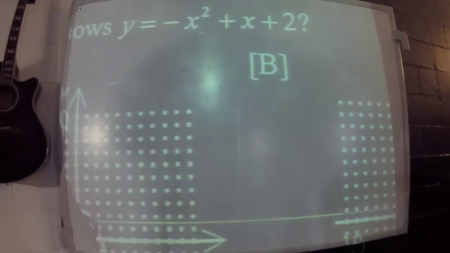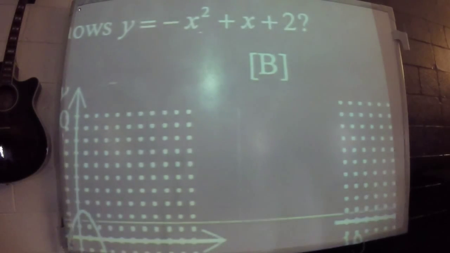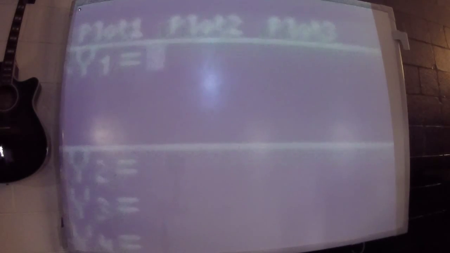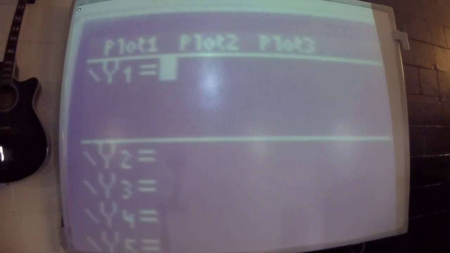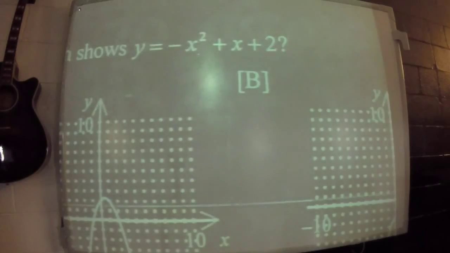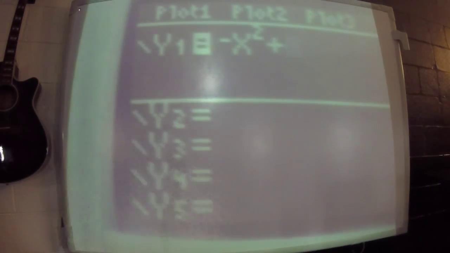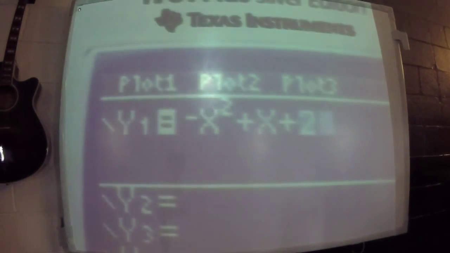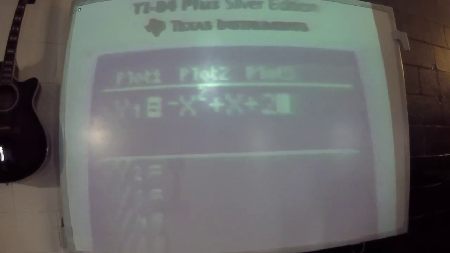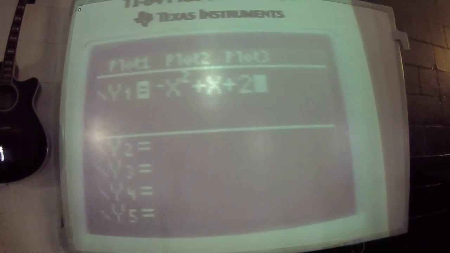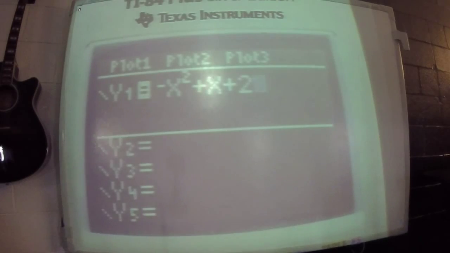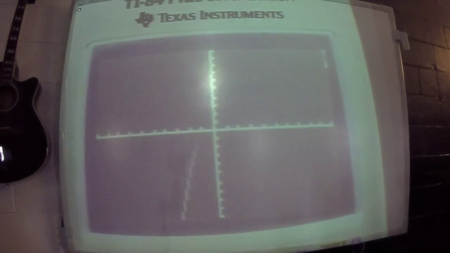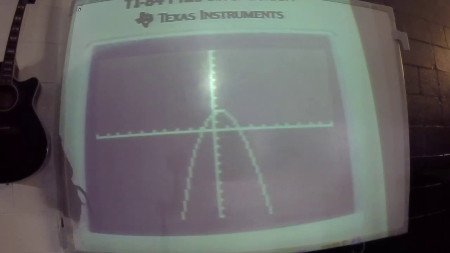Go ahead and let's use our graphing calculator, though. Let's put this in for y equals. So go to y equals, and it was negative x squared plus x plus 2. Negative x squared plus x plus 2. And then let's go ahead and graph it and see what it looks like. So this one opens down.